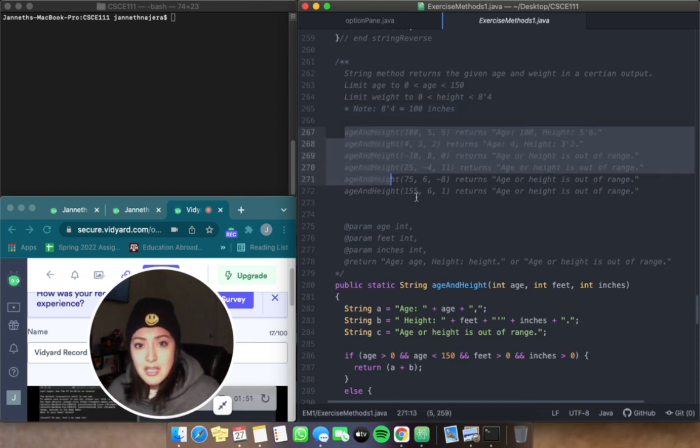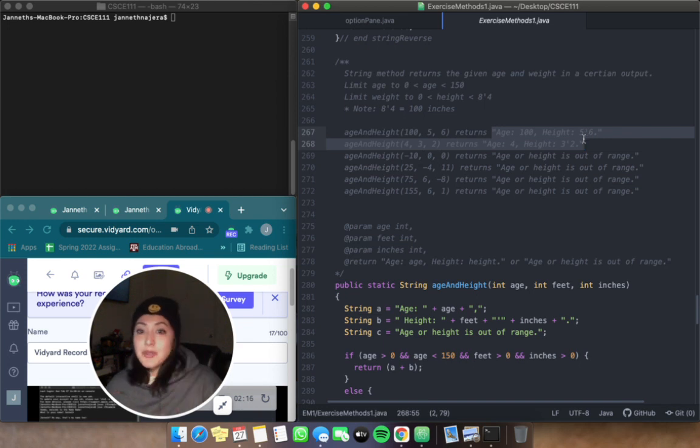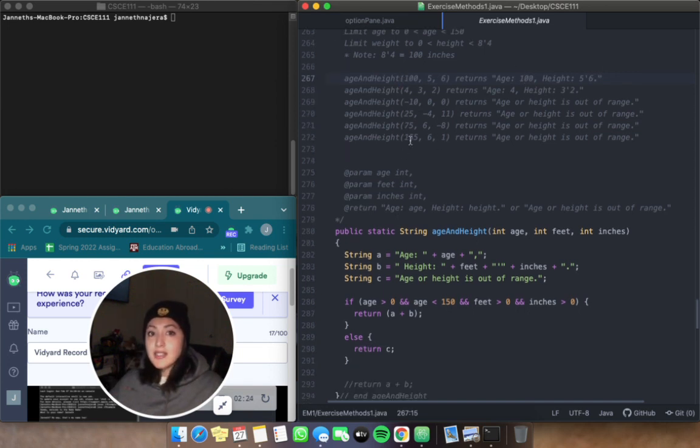Like, this is the input, right? That was decided by the creators of this program. So they decided they're gonna put in 100, 5, and 6, right? And what you need to do as the person writing the code, you're supposed to output the age is 100, the height is 5'6", right? Again, from using the input that they put in. So they put 100, 5, and 6. So here we have 100, 5, and 6, right? And that's the same.